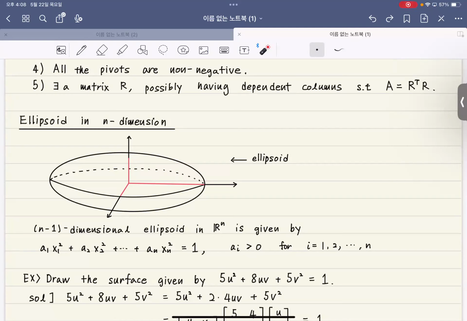You can easily draw the graph of this ellipsoid in Rn, but if your quadratic equation on the left-hand side contains a term with x1 times x2, then things are getting more and more complicated. For instance, try to draw the graph of this quadratic equation. Do you think you can draw this? This guy.